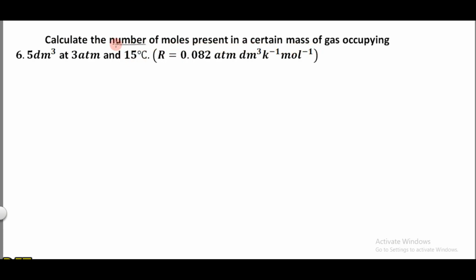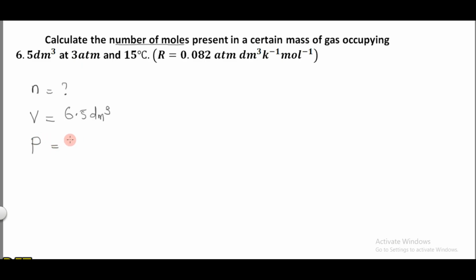So the question again is, calculate the number of moles present in a certain mass of gas. Calculate the number of what? Of moles. So what we're looking for is the number of moles, which is n. It is unknown. That is what we're looking for. Present in a certain mass of gas occupying 6.5 dm3. So that tells us about volume, right? So the volume of the gas is 6.5 dm3 at 3 atm. That's the pressure.